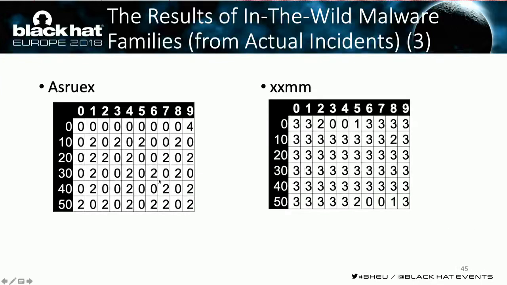Next, Ashrex used by Dark Hotel. This pattern starts with a 9-minute sleep, and it sleeps sometimes for 1 or 2 minutes after 2 communications in a minute, like this. Next, XXMM used by TIC on the right figure. It almost communicates 3 times a minute, but sometimes it sleeps 2 minutes, like this.